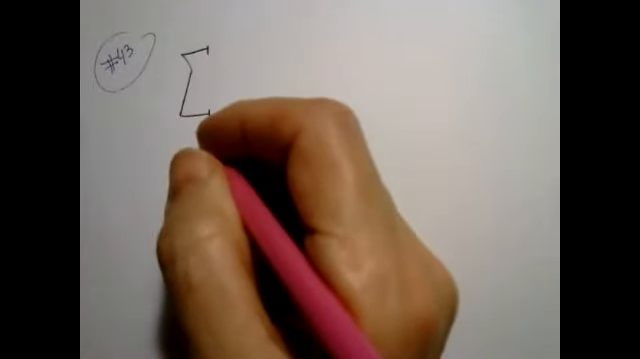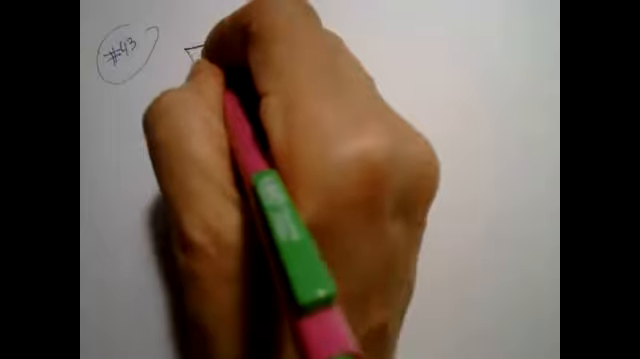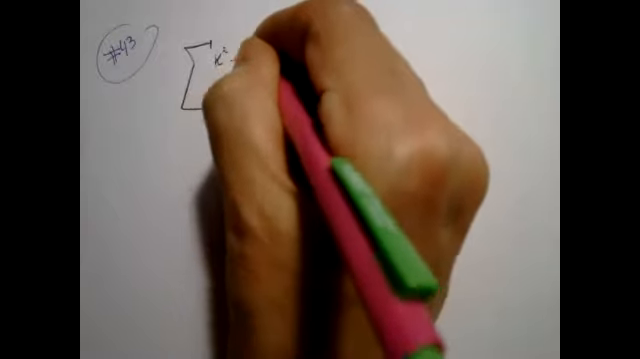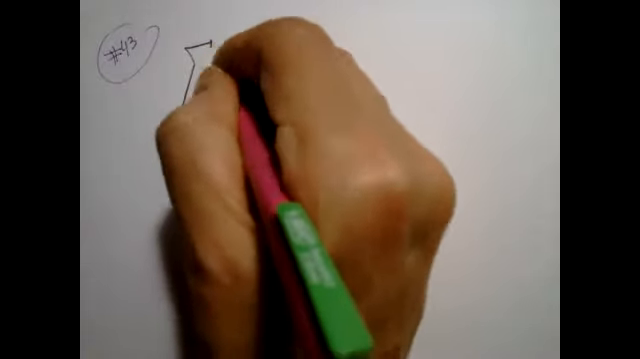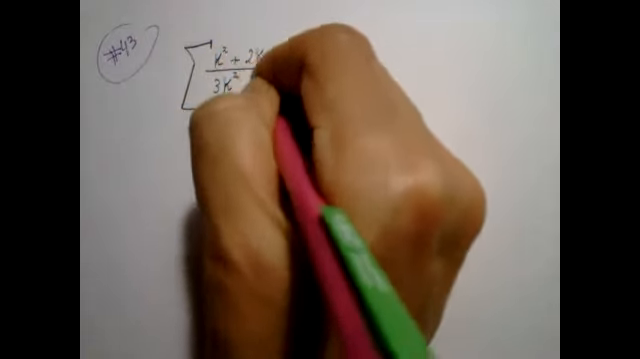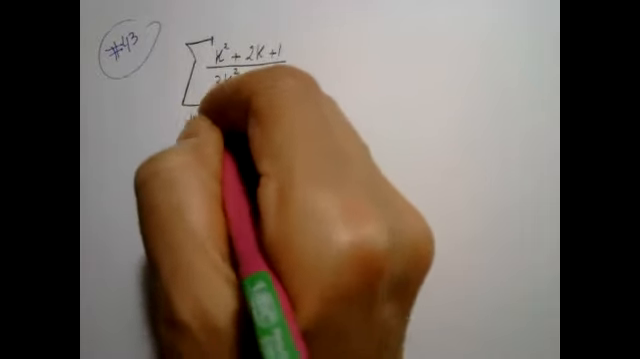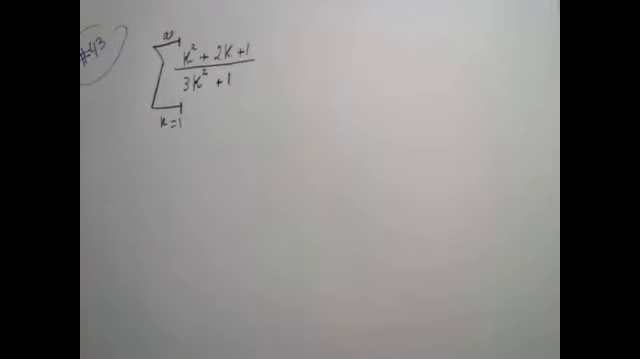Right. So we have the following series. So we have the following sum: k squared plus 2k plus 1 over 3k squared plus 1, where k goes from 1 to infinity. So this is the series that I'm working with: sigma of k squared plus 2k plus 1 over 3k squared plus 1. And the question is, does it converge or diverge?